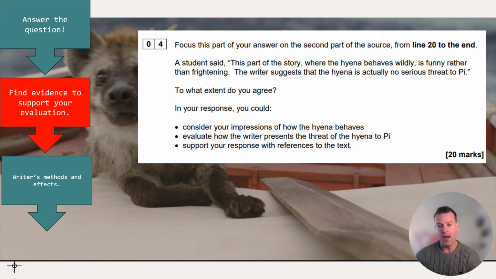So once you've got that really clear in your head, you answer the question, you find 3 or 4 bits of evidence to support your evaluation, and then you talk about the writer's methods and the effects from those bits of evidence, then actually it's a really straightforward question. And once you've got to that point, you can find that evidence and start to plan your answer.